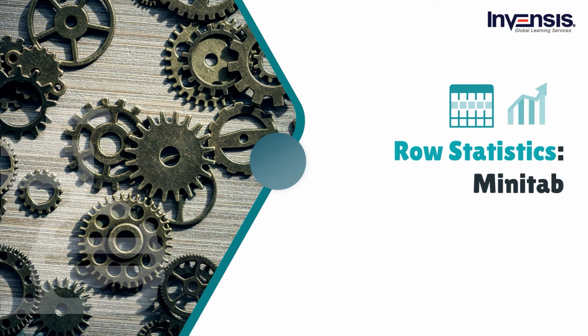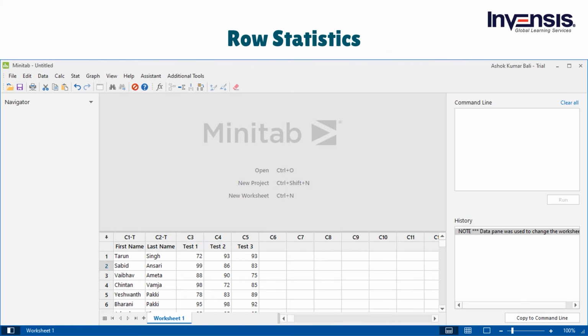Now let's try to understand row statistics. But before we do that, let us understand what information do we have? So here we have information related to 7 students. These 7 students have gone through 3 tests, Test 1, Test 2, and Test 3. So 3 tests were taken by these 7 students. Now what I'm looking here is to find out the average of these students. So for example, the first student is Tharun Singh. Tharun Singh scored 72 marks in the first test, 93 marks in the second test, and 93 marks in the third test. So what is the average score of Tharun Singh?